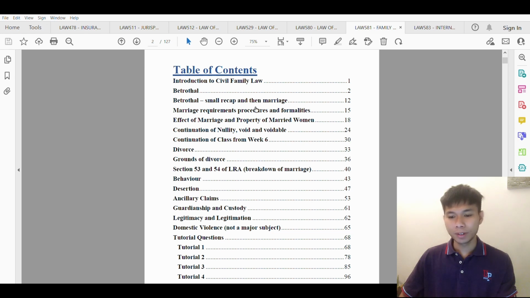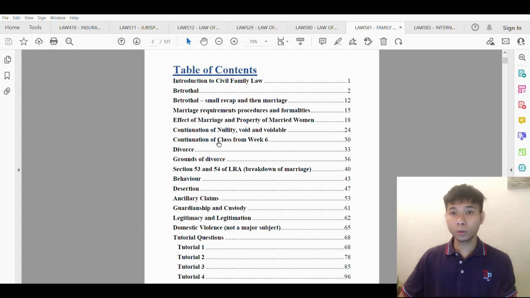And then the effect of marriage and property of married women. The law has changed, whereby married women, their liabilities has now been separate from the husband. They are no longer actually considered as one. They can have their own property. Continuation of nullity, void, and voidable. It means that the contract wasn't even in existence to begin with. It's not a situation where you apply for divorce, but it's to say that no marriage has taken place before.